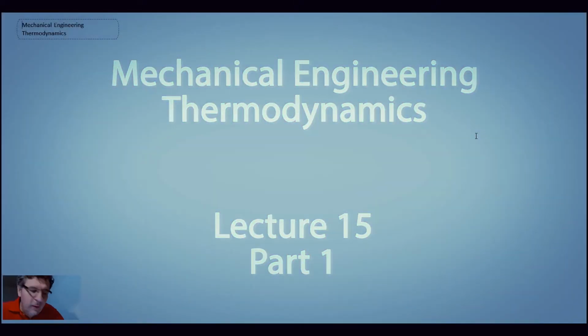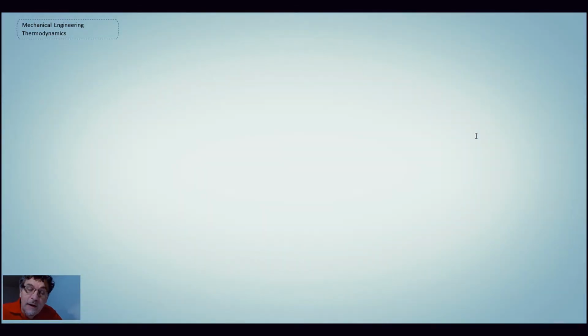In this class, we're going to be taking a look at a form of power cycle called the gas power cycle. What we've done thus far in the course is a review of thermodynamics. We've looked at the first law, the second law, and also exergy.